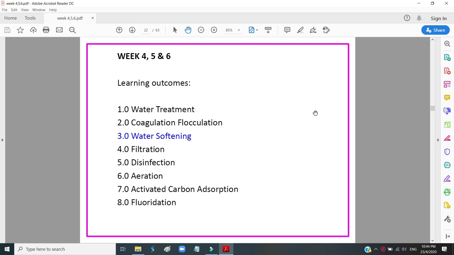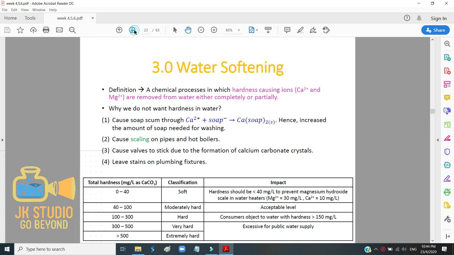Let me tell you more about water softening. Water softening is a chemical process in which the hardness-causing ions Ca2+ and Mg2+ are removed from water, either completely or partially. Why do we not want hardness in water? Because it will cause soap scum through Ca2+ plus soap- forming Ca soap 2, hence increasing the amount of soap needed for washing, which is wastage of soap. It also will cause scaling on pipes and hot boilers, which will cause them to stick due to the formation of calcium carbonate crystals, and it will leave stains on plumbing fixtures. So if we do not soften the water, then we have a lot of problems and need more maintenance work for our household.